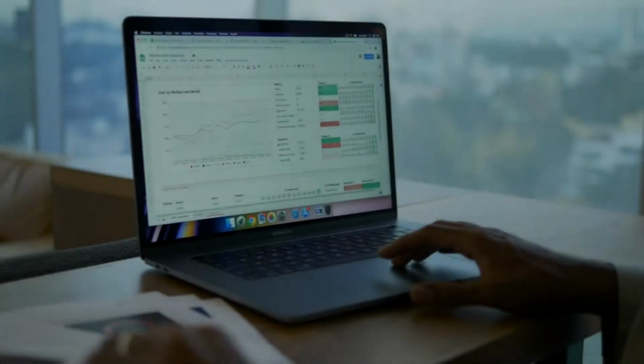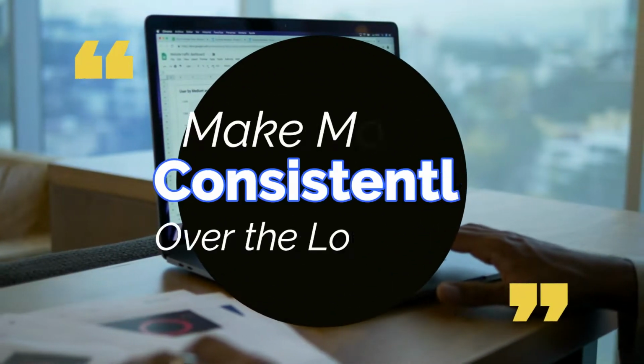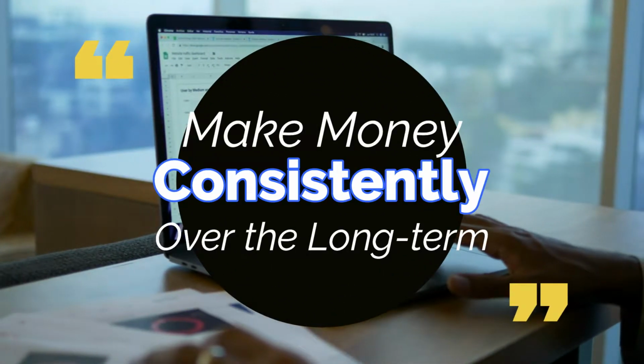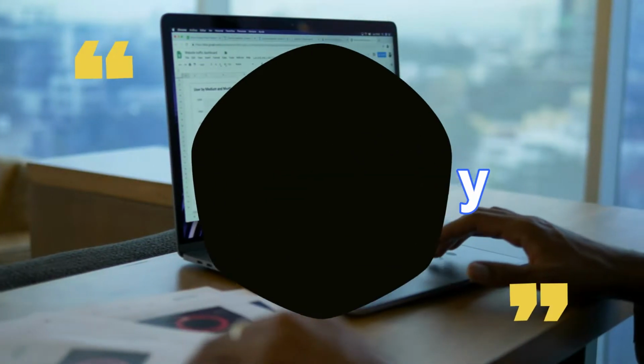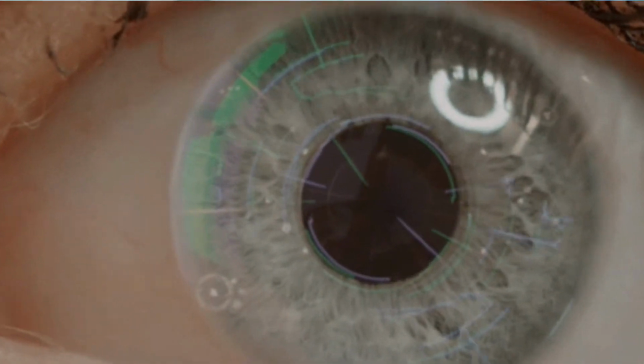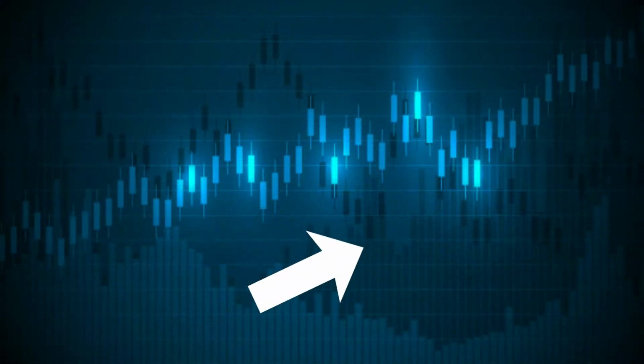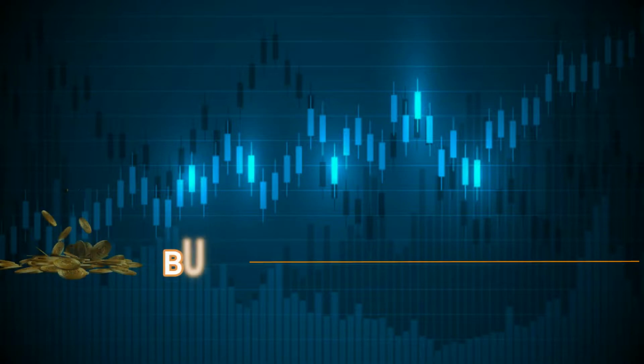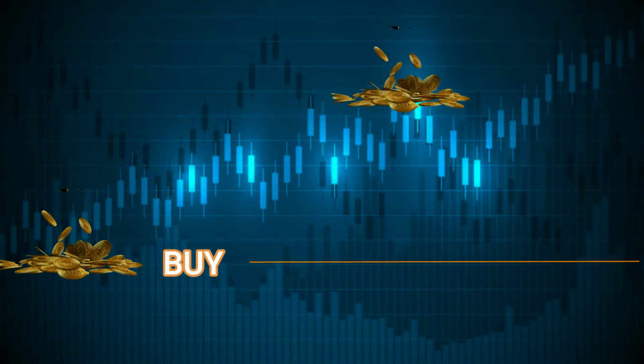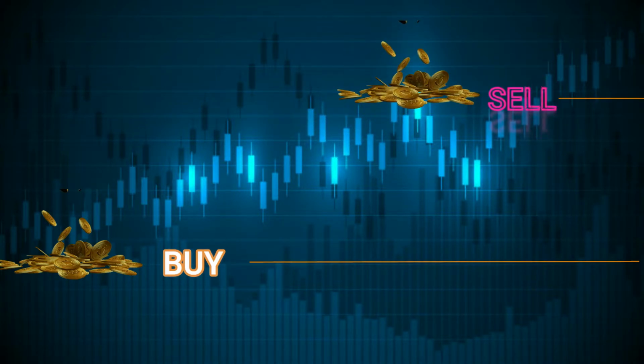The sole purpose of trading is to make money consistently and over the long term. By predicting the future movement of price, the trader buys or sells an asset. Then, when price reaches a predicted price level, again buys or sells the asset, with the profit being the distance between the entry and exit points.